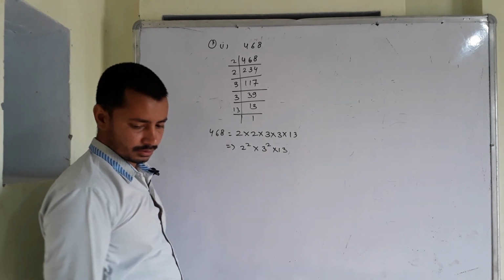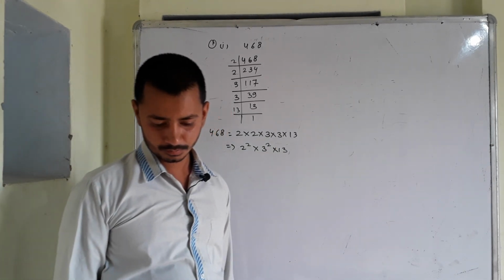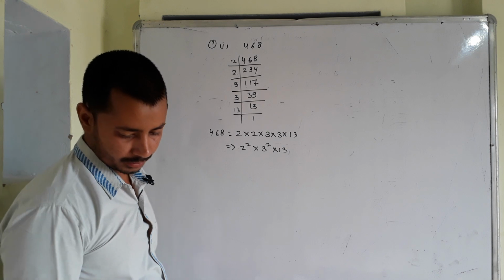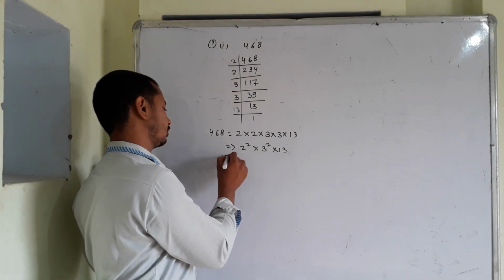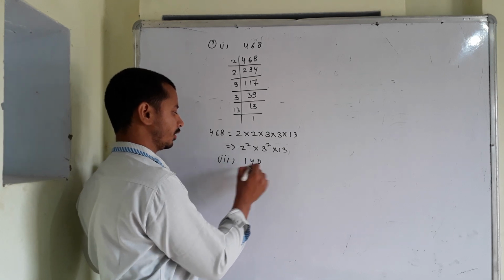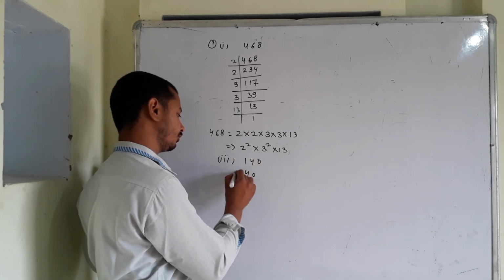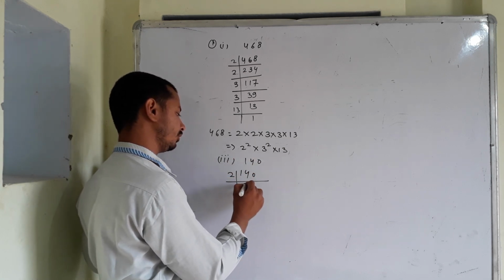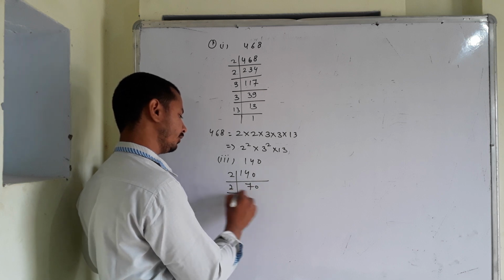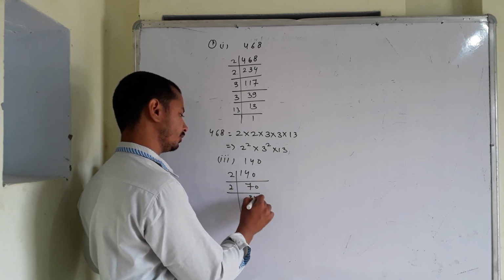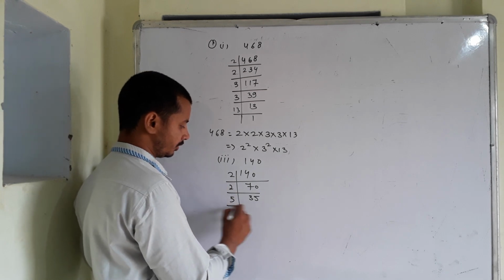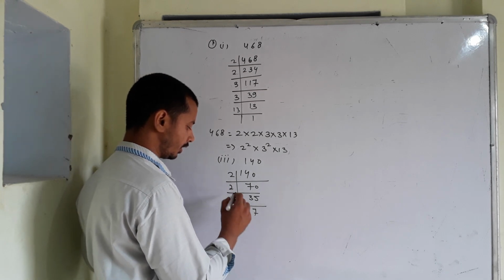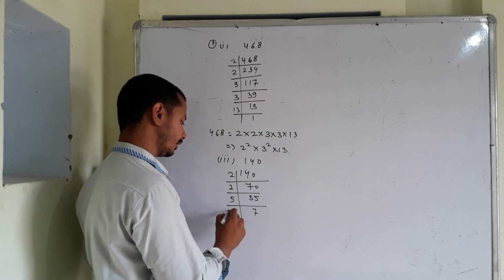Okay, the third part is 140. Factorize 140. First divide by 2, then we find 70. Again divide by 2, then we find 35. Okay, divide by 5, then we find 7, and the last factor of 140 is 7.